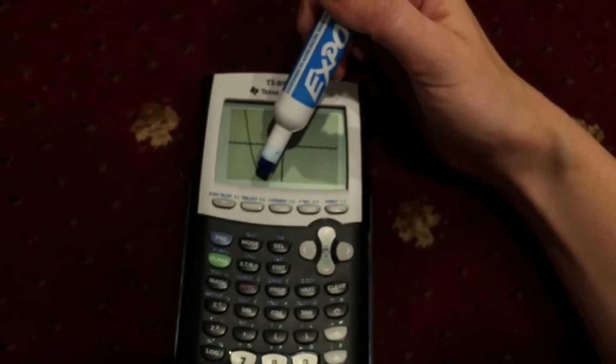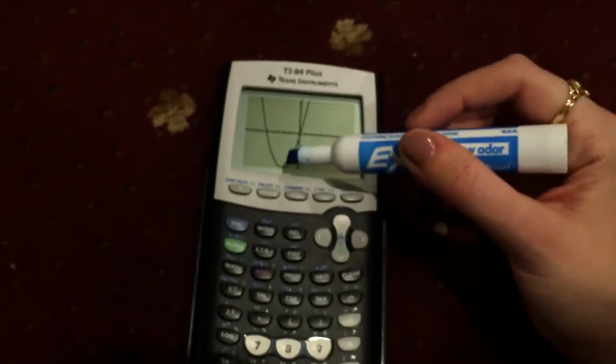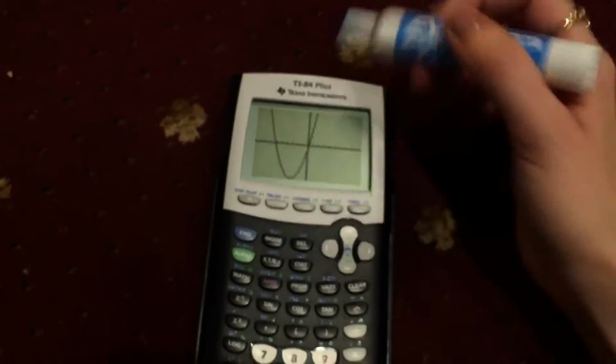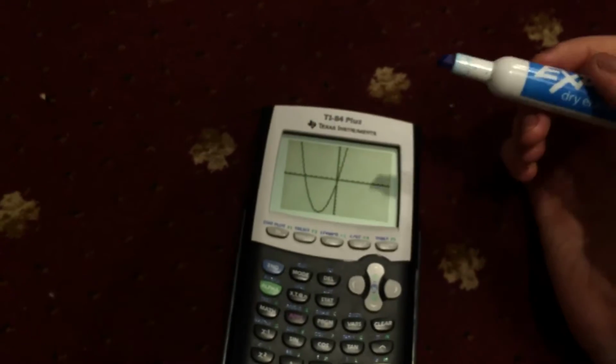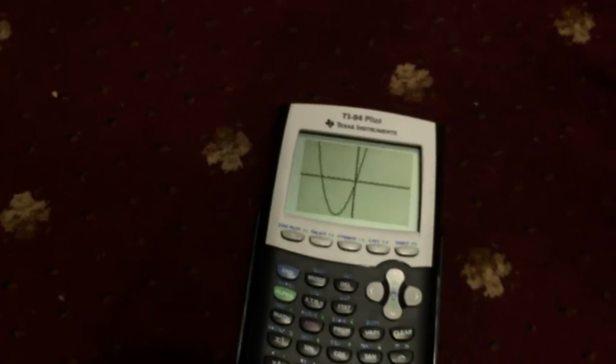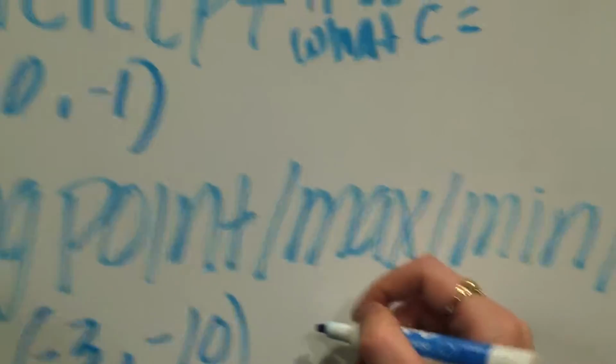Now, determine if it is a minimum. Here's our vertex down there. If I look at the vertex versus all the other points, are all the other points greater than that vertex? Yes. So if everything's greater than it, then it is a minimum.